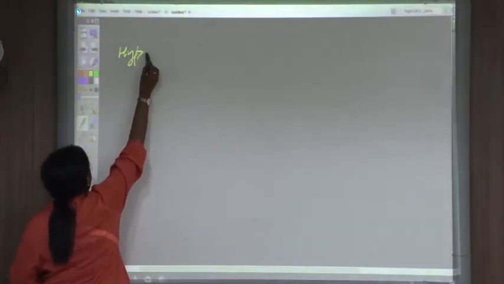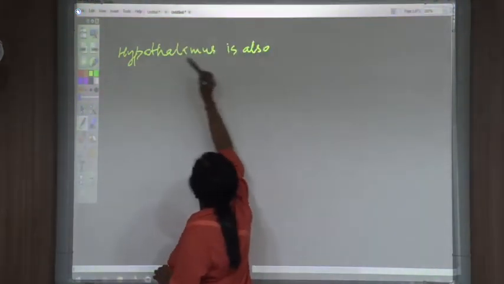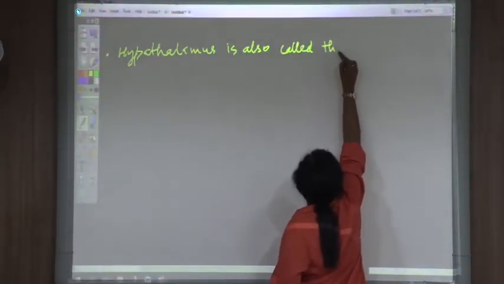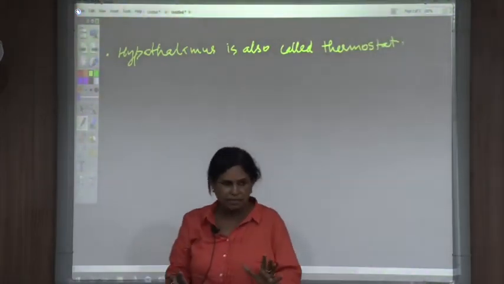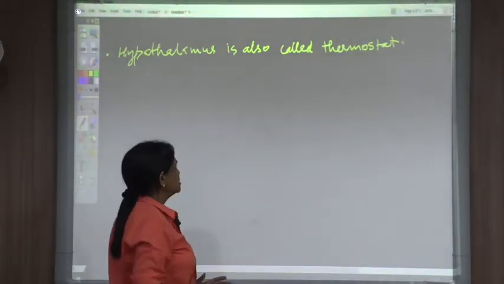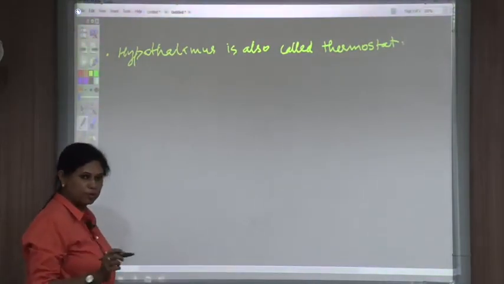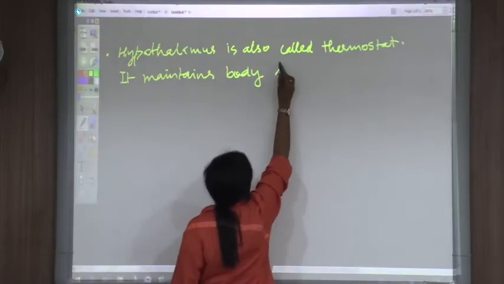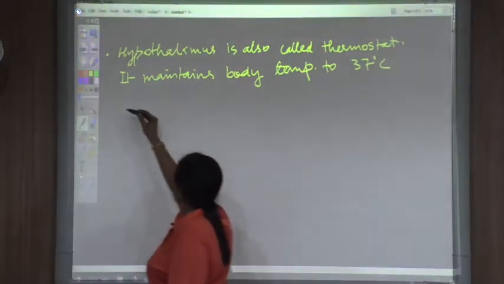So let's see other functions of the hypothalamus. Hypothalamus is also called the thermostat of the body. Thermostat means it is temperature controlling. Now if your body feels hot or feels cold, who is sensing all that? That is your hypothalamus, and the temperature has to be controlled. So it is the hypothalamus that we can say is the sensing organ. It maintains the body temperature at 37 degrees centigrade.